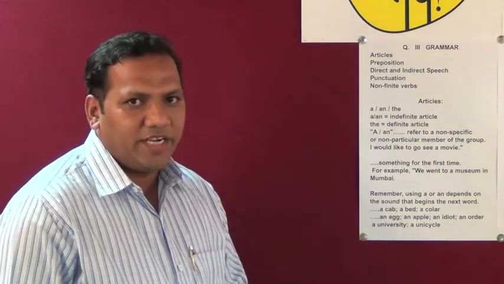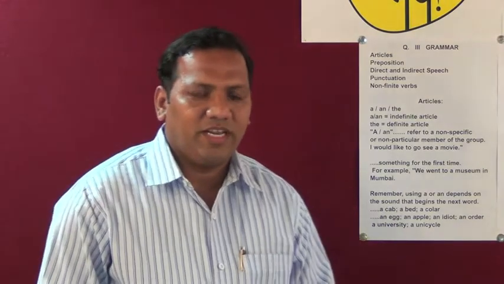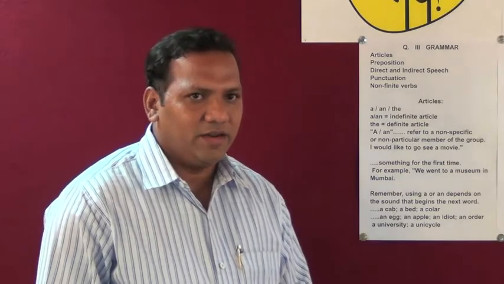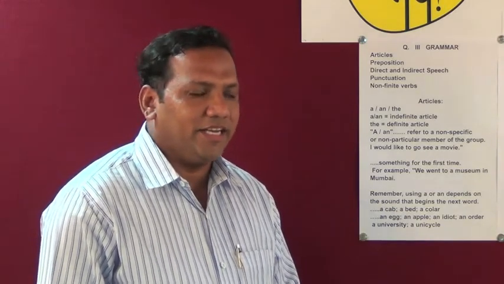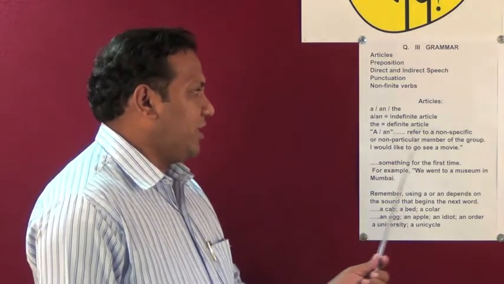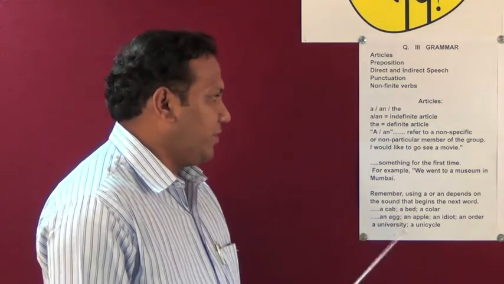Articles. Articles play a very important role in the English language as well as in your writing skill. There are 2 kinds of articles. In a broad way you can divide them into 2 parts. One is the definite article, that is the, and the other is a and an, that are indefinite articles.